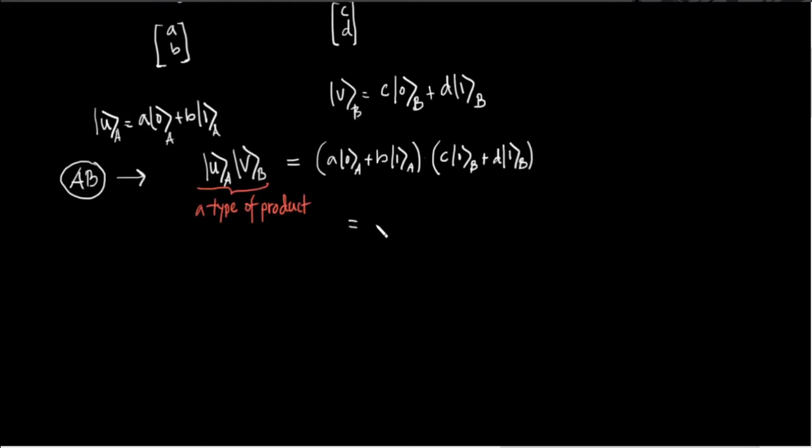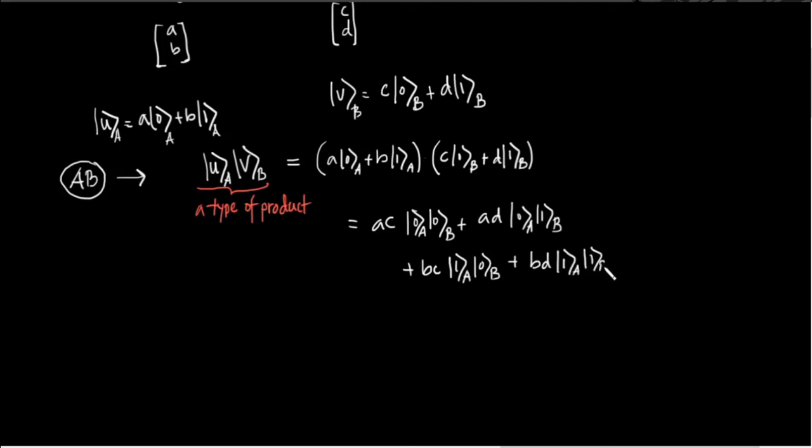So what will be the product? We can see that it is ac 0A0B plus ad 0A1B plus bc 1A0B plus bd 1A1B. So in the composite space we can think of the vectors U and V together in a type of product, and in the composite space we can expand this product and get this result.